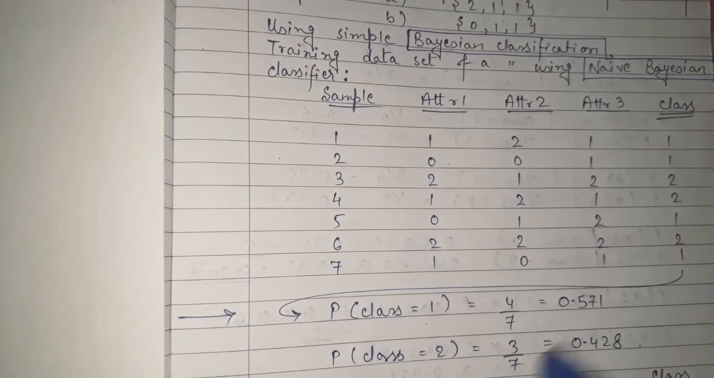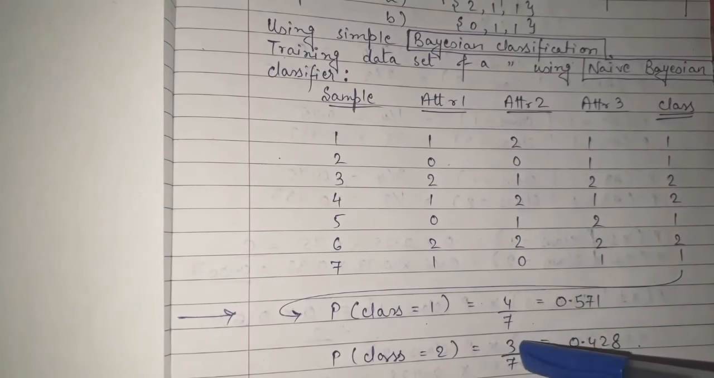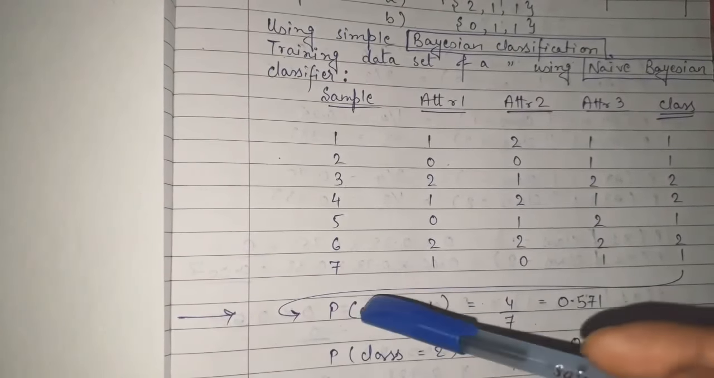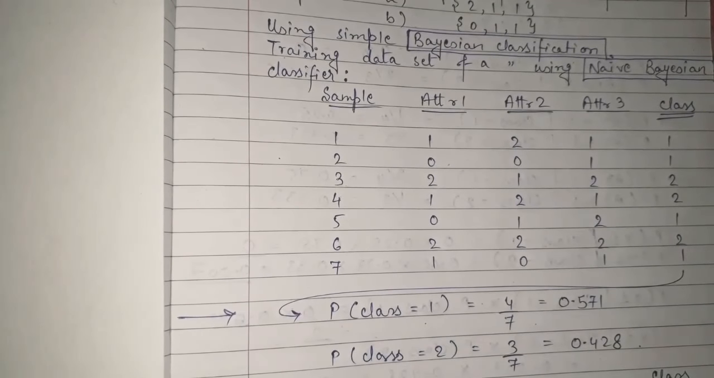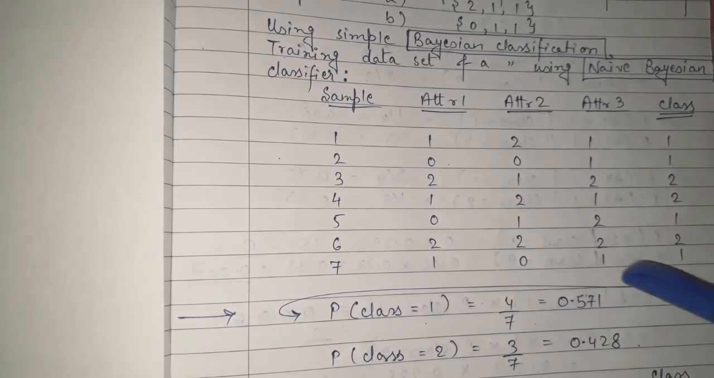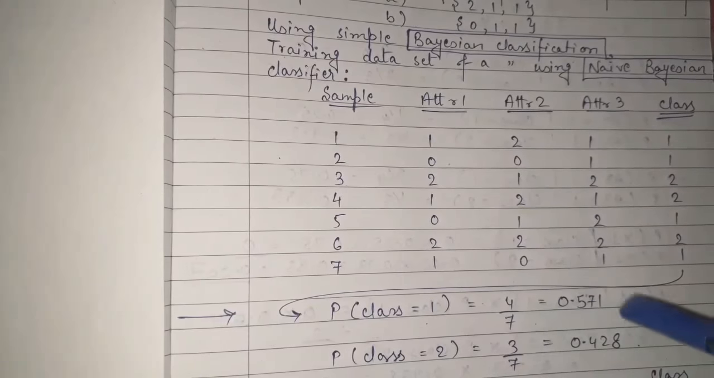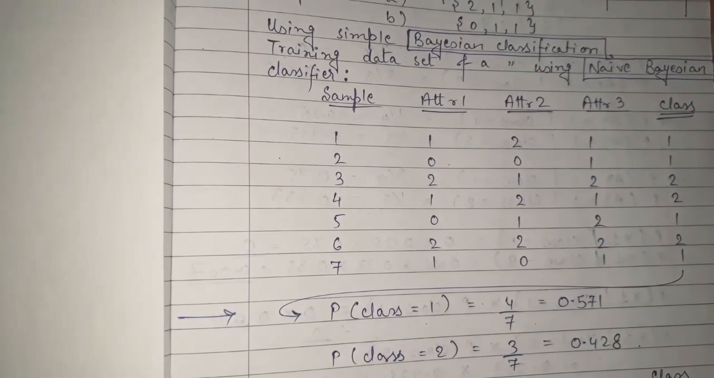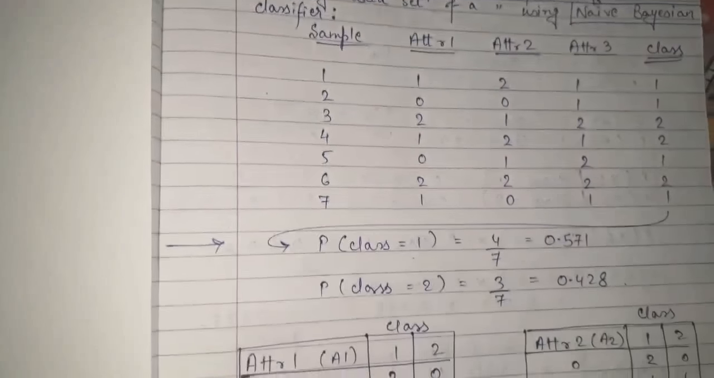1, 2, 3. So 3 by 7. So what is the first thing that we have done? We have found out the probability of class equal to 1 and probability of class equal to 2, that we got 0.571 and 0.428 respectively. Fine. So this is the first thing that we have done, and then we are going to the next step.